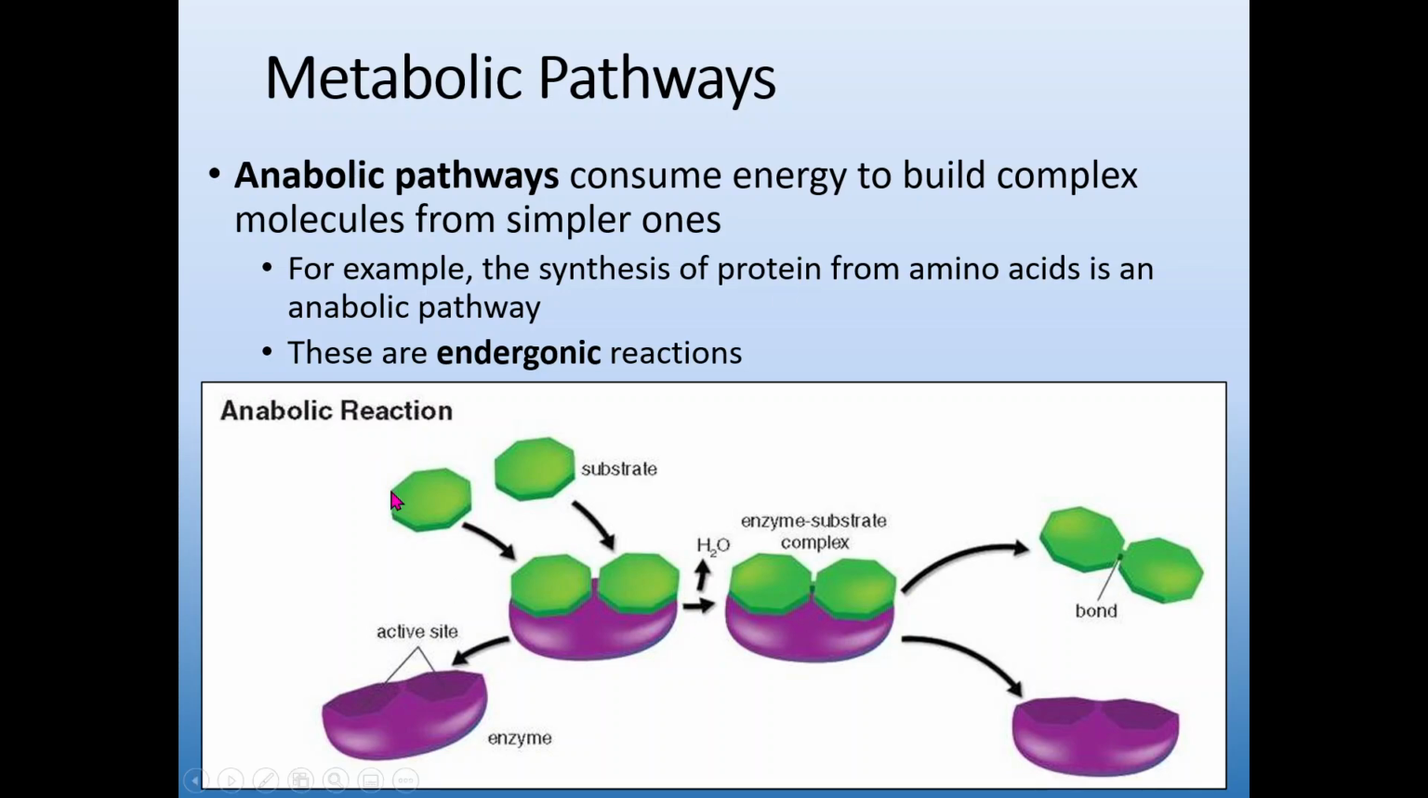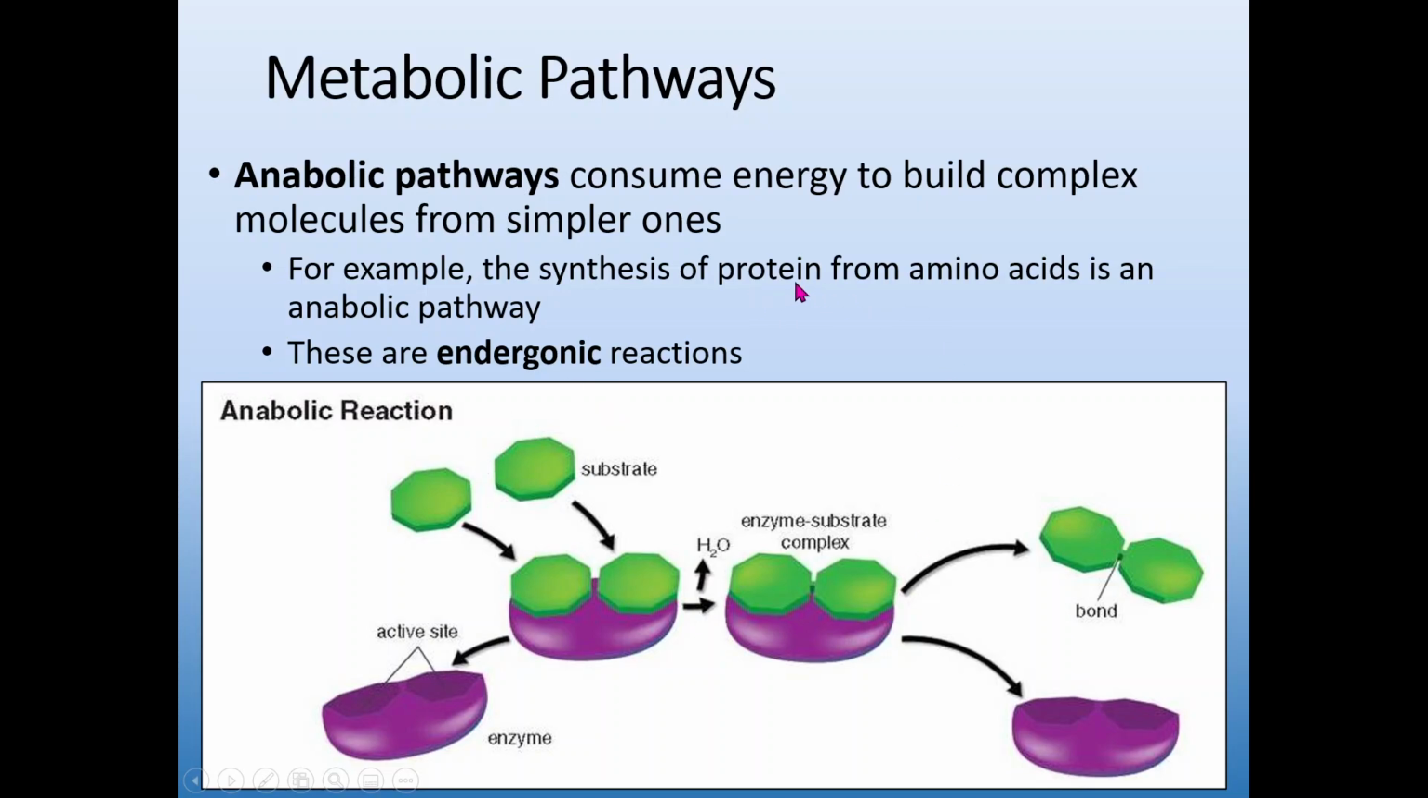So again, here's my example. We have two little glucoses. They're all by themselves. They're smaller, less complex. They bind to an enzyme. That enzyme takes energy in, reforms that bond, and creates a sucrose molecule, something that is larger and more complex. So an anabolic pathway is an example of an endergonic reaction. We're going from low energy to high energy, and we have to take in energy to do it.